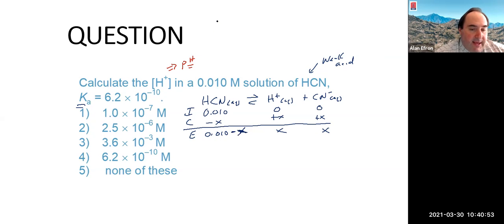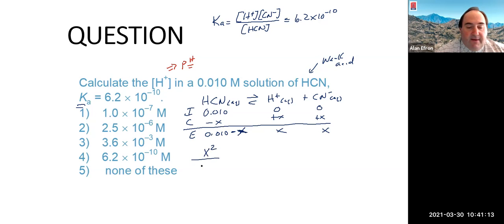We also could write our Ka expression for this, which would again be our products divided by our reactant. And that would equal our 6.2 times 10 to the minus 10. Putting in our values gets us x squared divided by 0.01 minus x is going to equal 6.2 times 10 to the minus 10. Here we will assume x is equal to 0. Gives us x squared divided by 0.01 is equal to 6.2 times 10 to the minus 10.